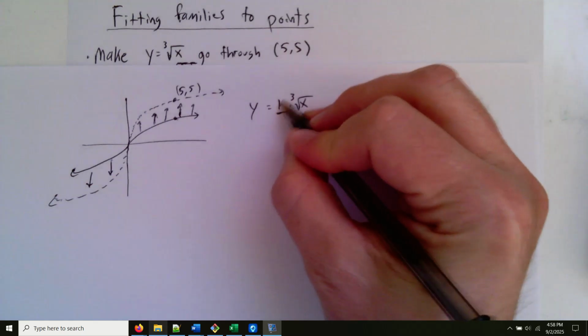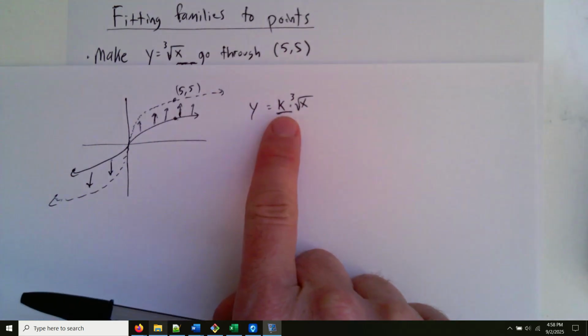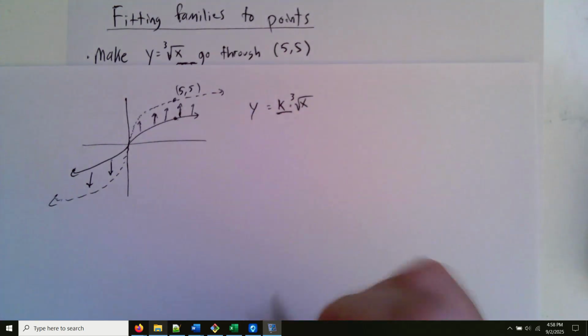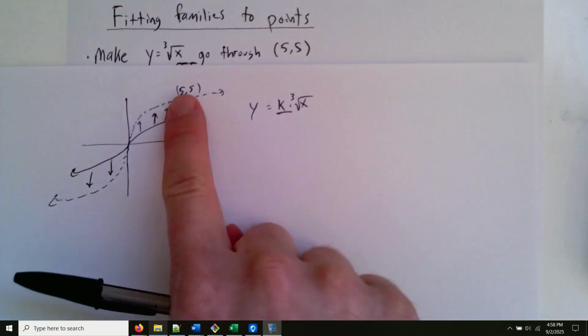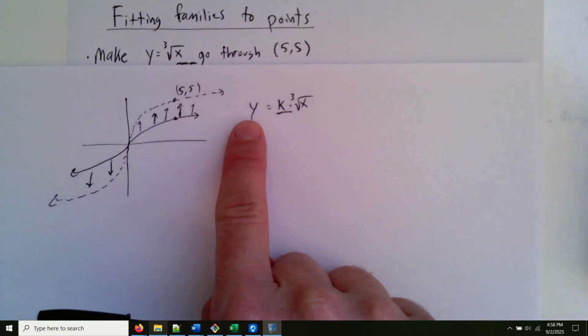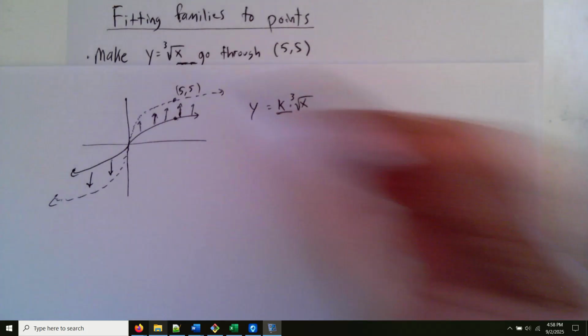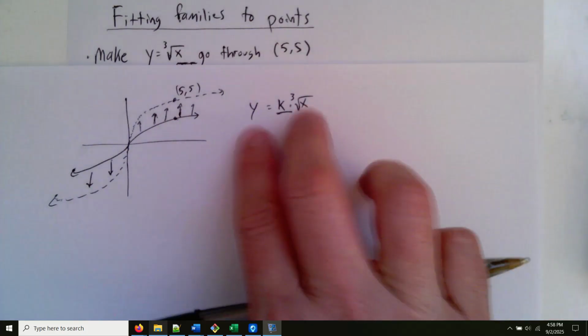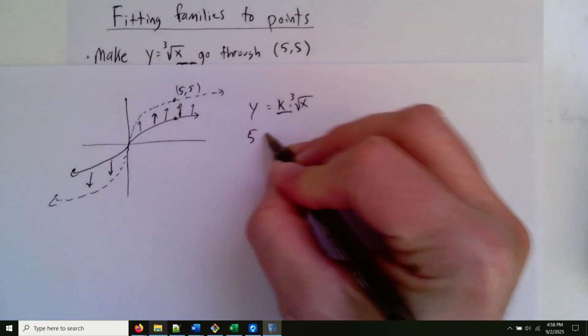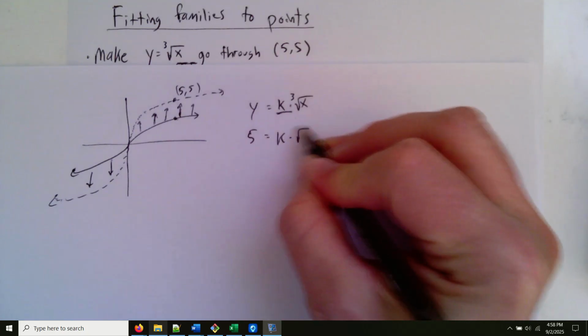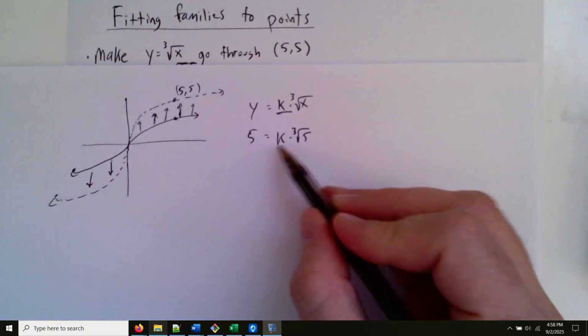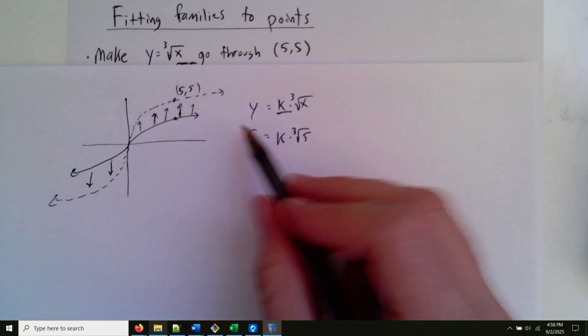So when I don't know, let's give it a variable name like k, and then let's solve for k. So what I know is that if I plug in 5 to this equation, I want it to be true, because that's what it means to be a point on the curve. It means it makes your equation true. So let's plug in 5. And now I can solve for the value of k that would make it true.